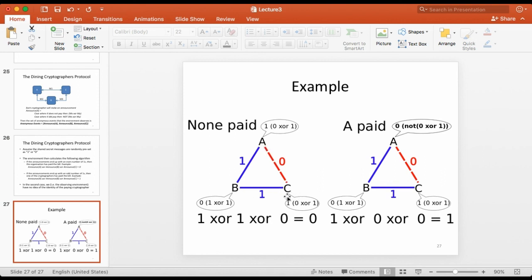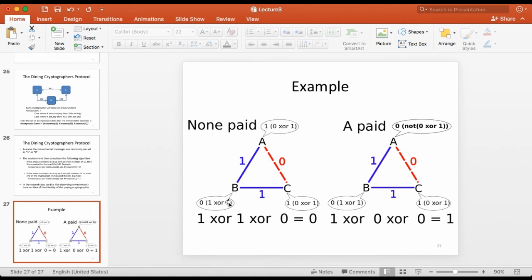So we said that in the case that none of the cryptographers pays, they will all just XOR the 2 bits they know about and announce the result without lying about it. Okay, so A will XOR 0 and 1, which is equal to 1. B will XOR 1 and 1, which is equal to 0, and C will XOR 0 and 1, which is equal to 1. And the announcements that A, B, and C will make are respectively 1, 0, and 1.